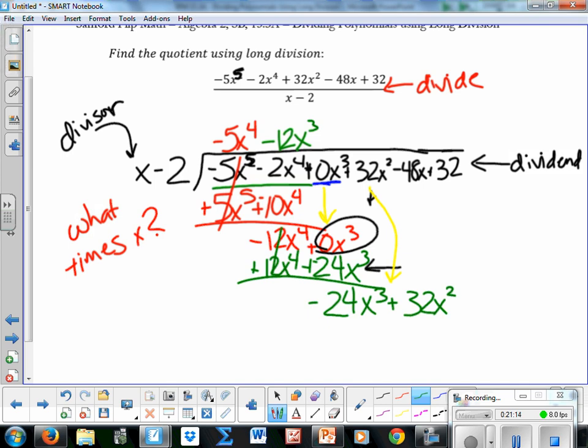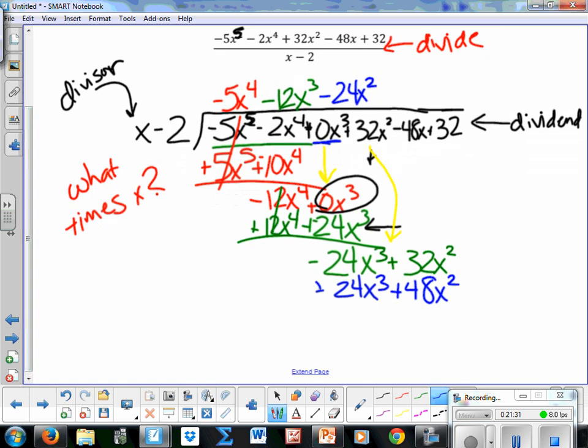Okay. So now we can bring down our 32x squared. And we're going to play: what times x gives us negative 24x cubed? Well, that's negative 24x squared. Then negative 24x squared times negative 2 gives us plus 48x squared. Opposite, opposite, add. Those cancel. And you should always get these two front terms to cancel. I'm sure you've noticed that as a pattern so far, but make sure that it happens, because otherwise you've done something a little bit wrong. So let's always go back and see what's happened there and what you need to deal with.